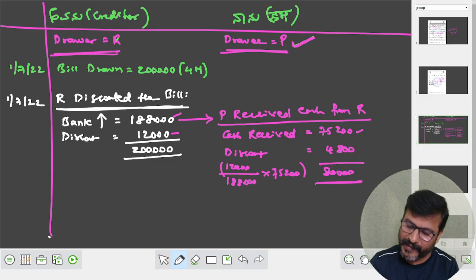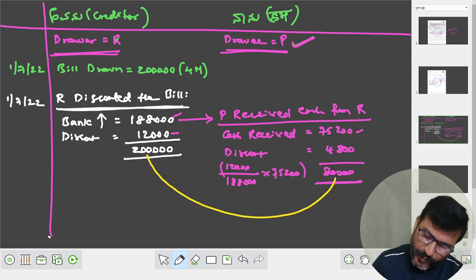Since, my dear students, it is an accommodation of bill, in case of accommodation of bill, what we have to do? We have to work out the gap.